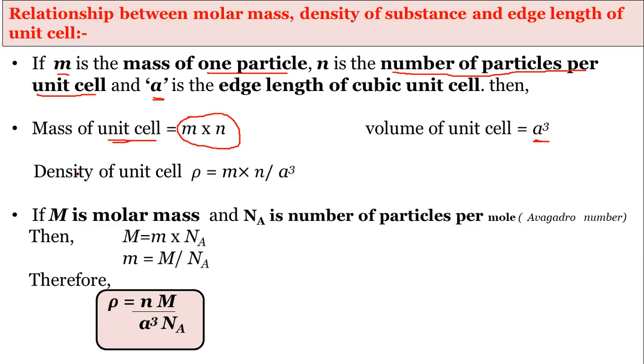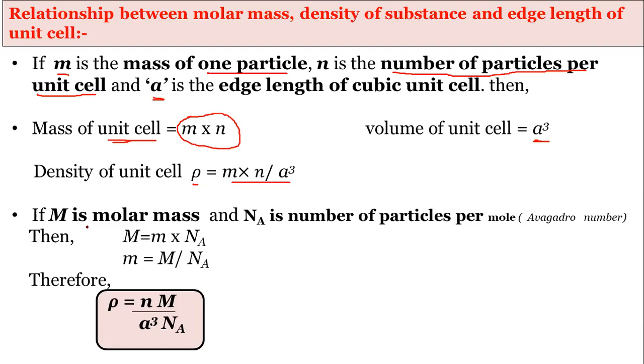So density is equal to mass upon volume. So the formula of the density is denoted with this symbol rho. Rho is equal to this mass upon volume. So the value of mass m into n divided by a cube. This is the density. So density is equal to mass upon volume. We will get this equation.